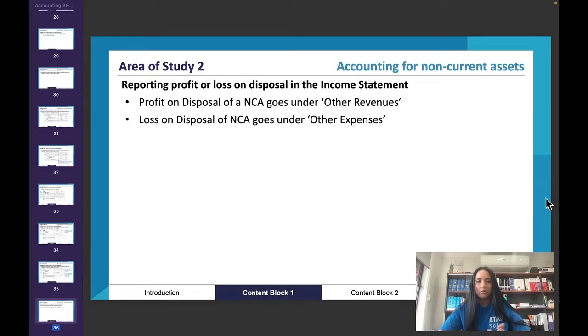But this particular revenue, profit on disposal, is not directly related to inventory. Instead, this revenue is related to the non-current assets of the business. And so because it's a revenue that isn't related to inventory, it goes under other revenues. So if you ever get a theory question in your exam that asks why does profit on disposal of a non-current asset go under other revenues instead of before adjusted gross profit or before gross profit, that's all you have to say.